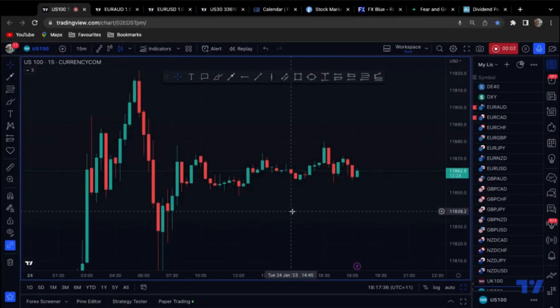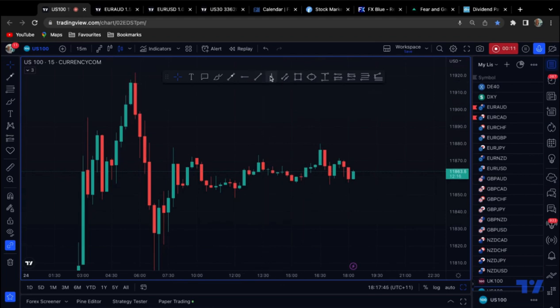Traders, Anthony here. I'm looking at the US 100 on a 15-minute. Don't have really anything to go with here. We've just got this range. We're coming into the London Open at 19 my time. It'll be interesting to see how this trades into the London Open. So I'll just mark that up.